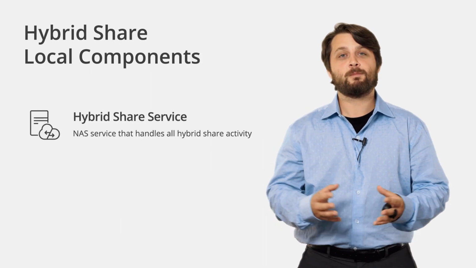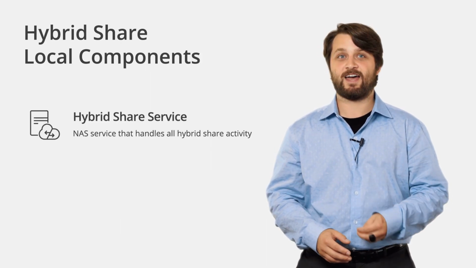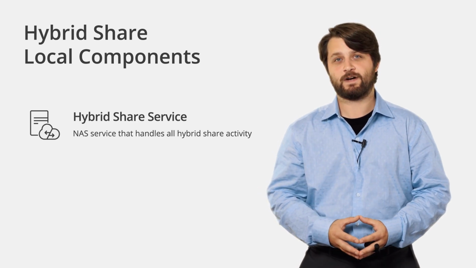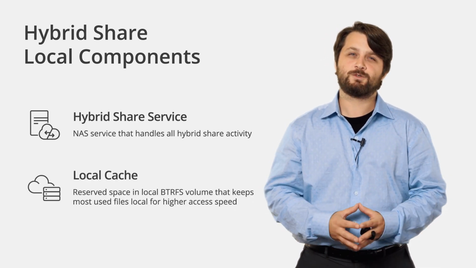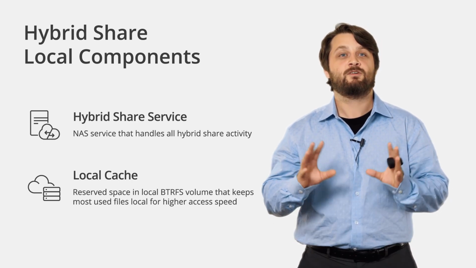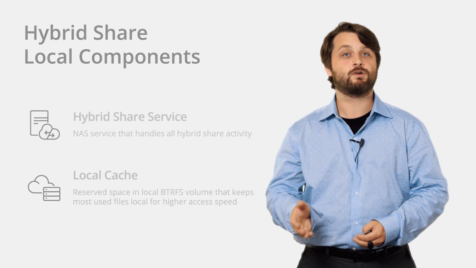Now, your hybrid share local components are your hybrid share service, and this is that NAS service that handles all hybrid share activity to and from the C2 storage environment. Now, your local cache is the reserved space on your local BTRFS volume that keeps your most recently accessed files local for higher speed access over your LAN.